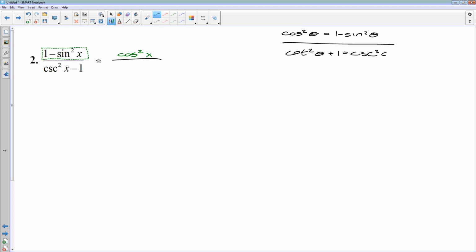But I need cosecant squared minus 1. Maybe if I just subtract 1 from both sides, that gives me cotangent squared is equal to cosecant squared theta minus 1. That's what we have, cosecant squared minus 1. So I'm going to take out the cosecant squared minus 1, and in lieu of it, we will put in cotangent squared because they are equal. So now I have cosine squared over cotangent squared.